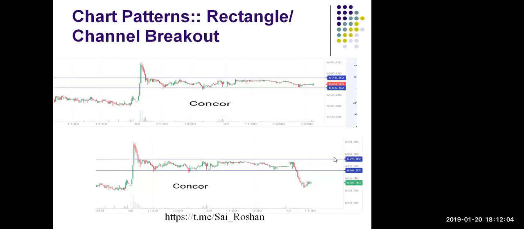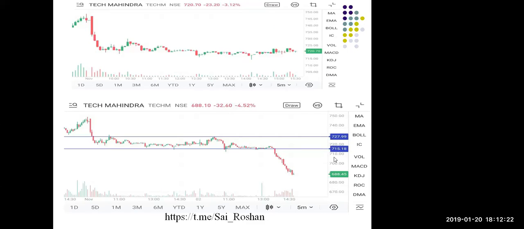I want to be on the safer side, and then it went down, and I would sell wherever I want to sell it. It would have easily given you 10 points at least, because it's closing at 656. It has gone till, I think, 652 or something. So this is one of the charts, and this is one more, Tech Mahindra.